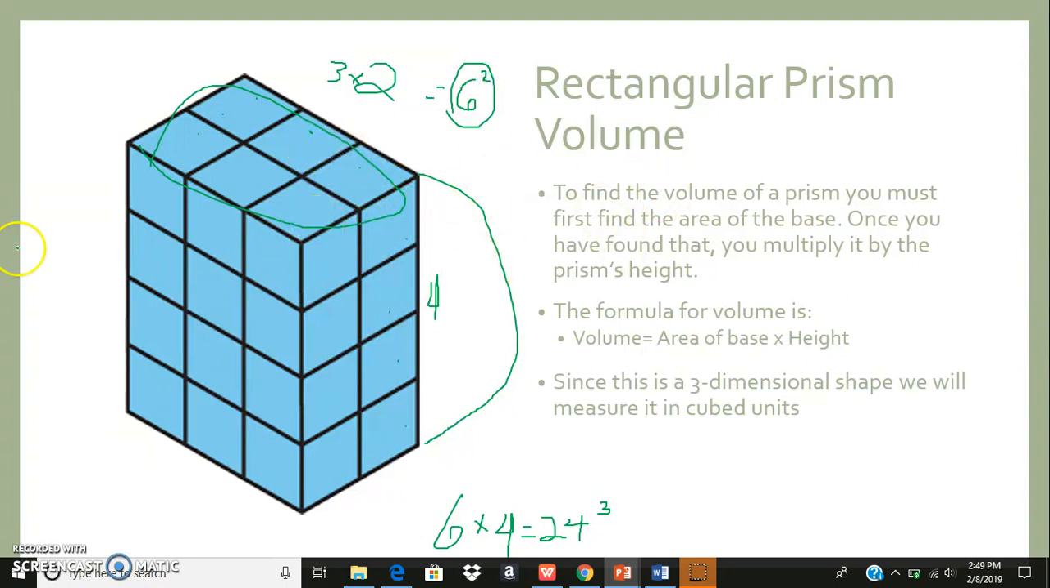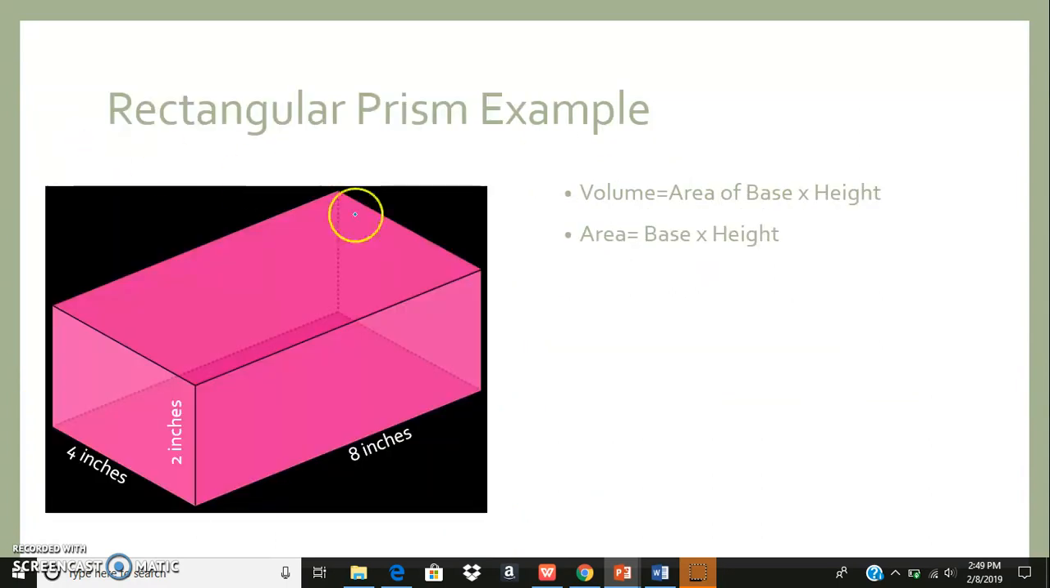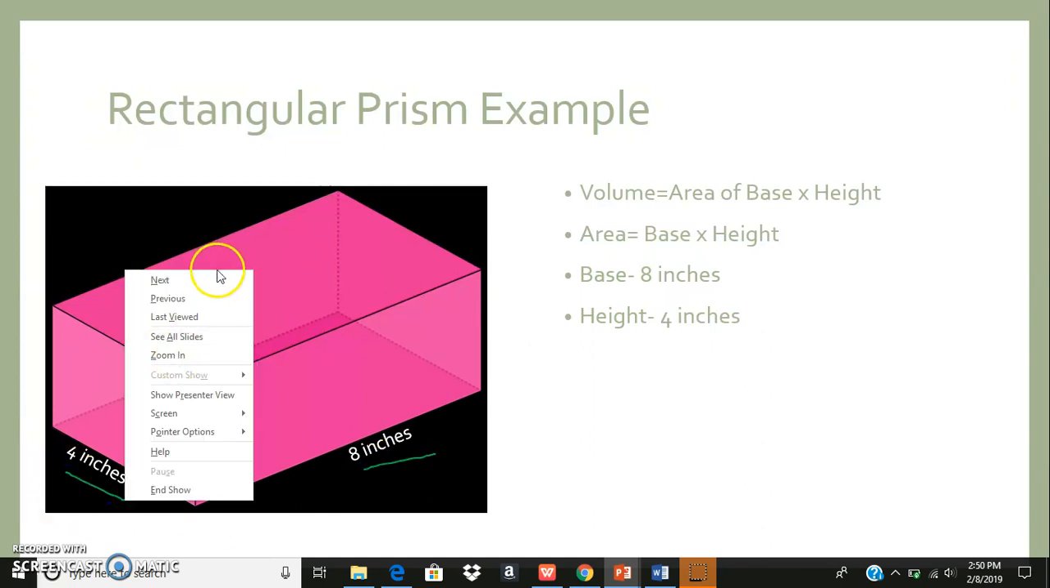So that's the volume formula for the rectangular prism. So we're going to do an example of that. We have the volume equals area of the base times height. And first we have to find the area of the base, so we're going to do base times height for that. So here I've identified the base and the height. We have the base right here, 8 inches, and the height is 4 inches.